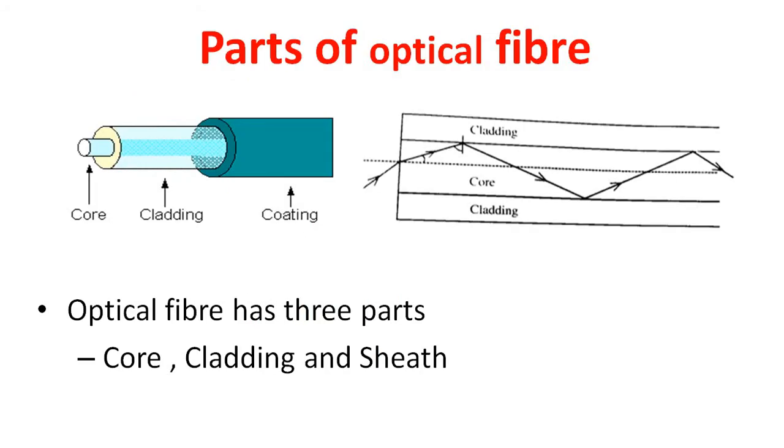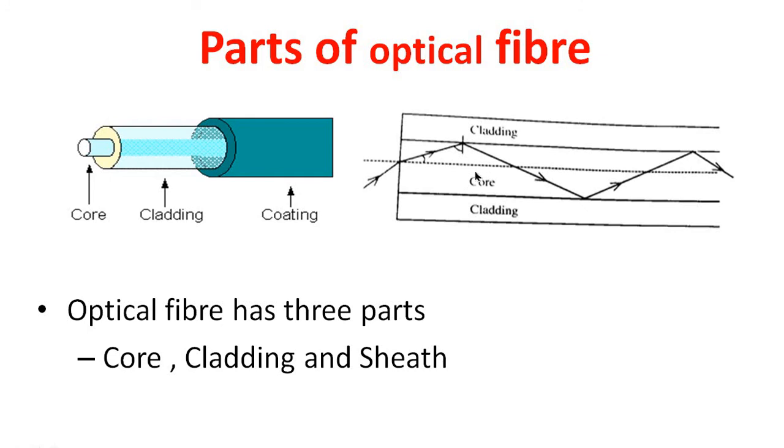Parts of optical fiber. These are the two images of optical fiber, more specifically, step index optical fiber. Optical fiber has a core, and surrounding the core there is a cladding. Surrounding the cladding there is a coating which is called the sheath. A horizontal cross section of optical fiber is depicted in the second figure.